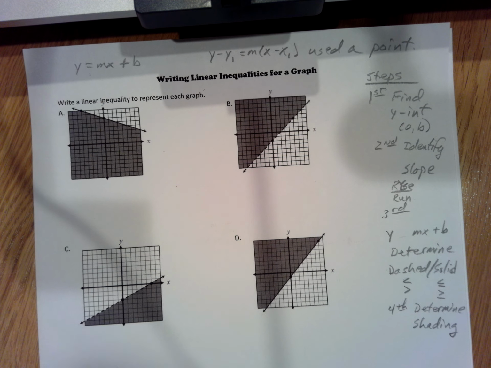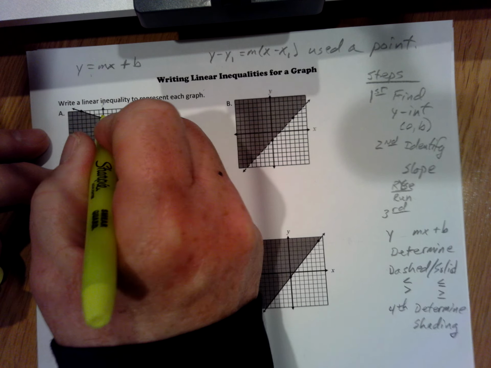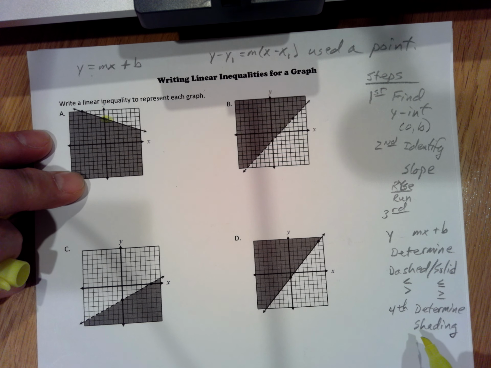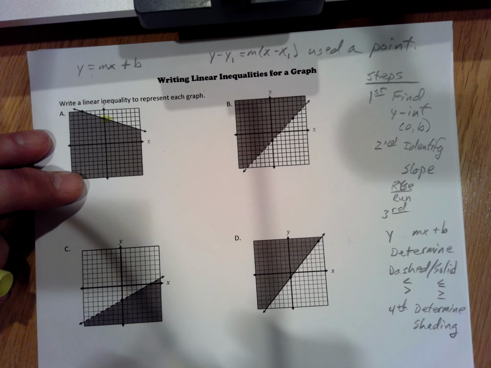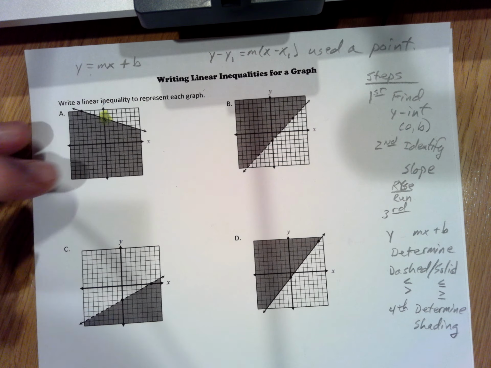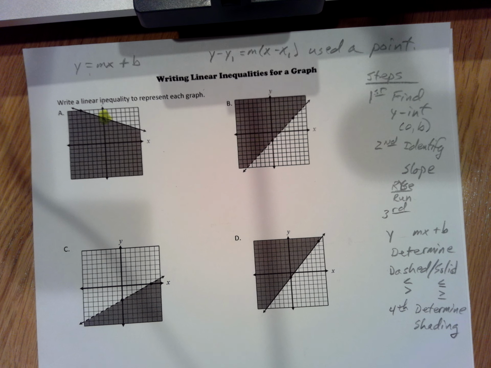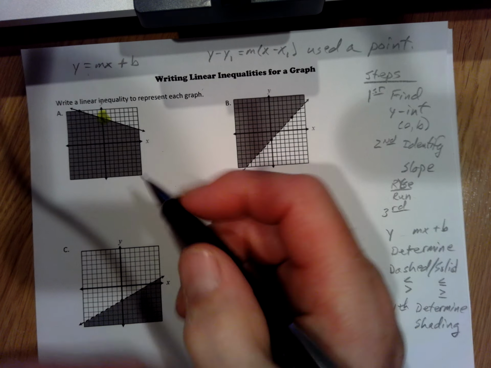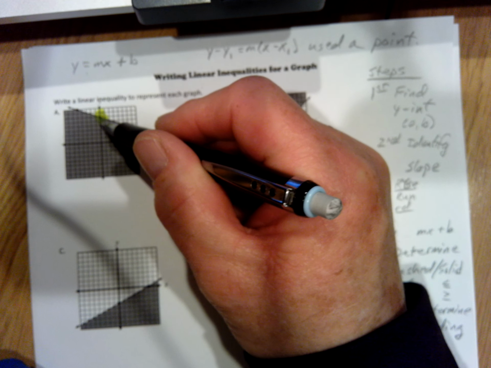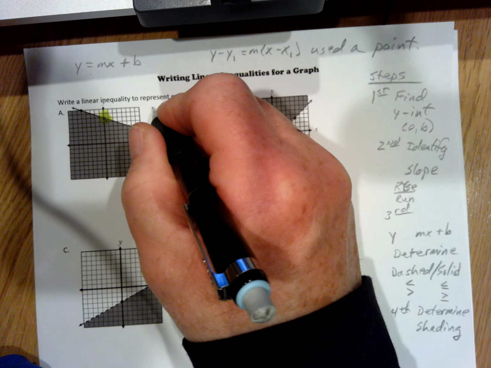First thing I want to look at, and this is not necessarily a fixed order, 1, 2, 3, 4. You're going to figure out that you can do them all in any order. But I'm going to look at this graph, and I'm going to highlight right there, using a little bit of yellow, my y-intercept, and I'm going to count 1, 2, 3, 4, 5, 6. So b equals 6.